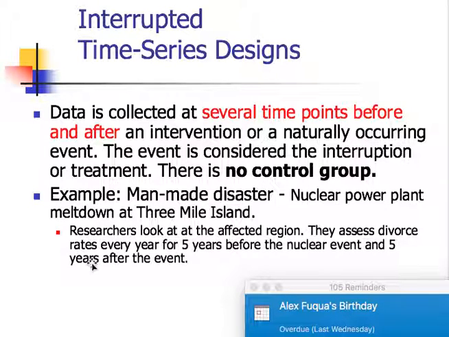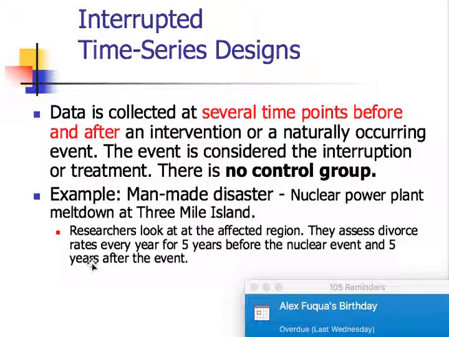Now, data is collected in a different type of design, the interrupted time series design, also a quasi-experimental design, at several points before and after an intervention or a naturally occurring event. So the event is considered an interruption or a treatment, just like in the previous design I mentioned, and there's no control group this time. So it's a within-subjects design because you're looking at the same people over time, just one group of people.